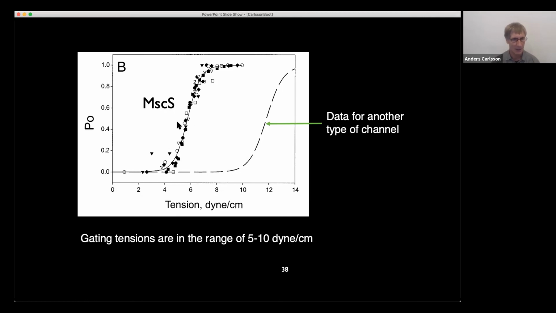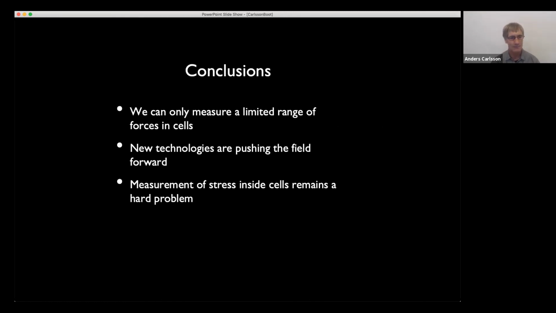This is for a particular bacterial channel. You'll see this is the open probability, and it's very small until the tension is here, like 6 per centimeter, and then it levels out. So I'm mentioning this really because it's an important topic of study in the group.